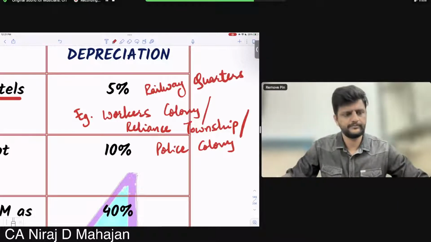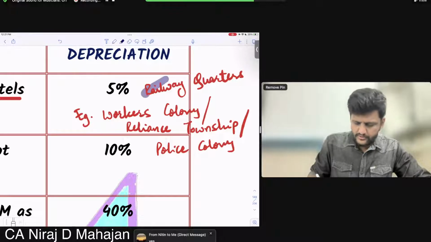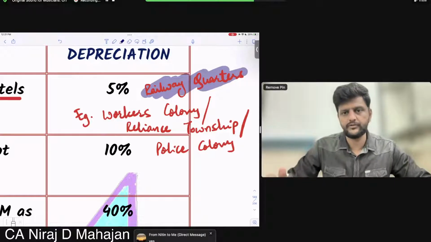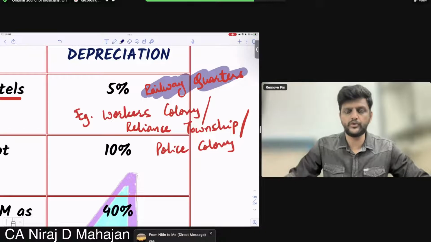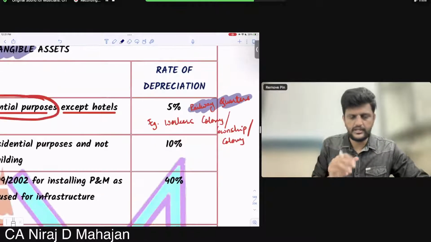Just for your example, okay? So obviously, if I talk about railway quarters, it is owned by Railways Corporation. They have spent obviously on those homes. So for that, they'll get depreciation, but at the rate of 5%. Clear?